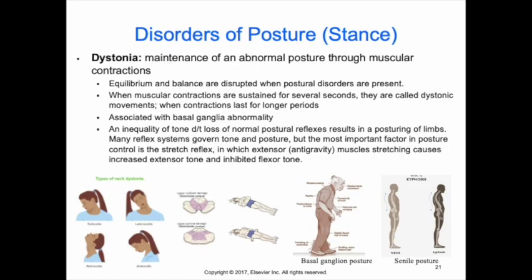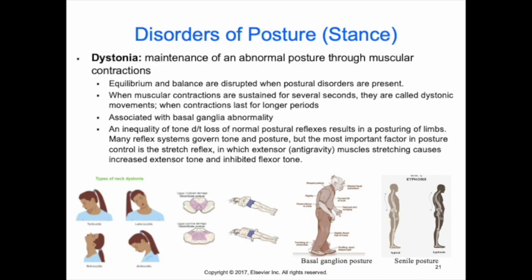We also have disorders of posture or stance. Dystonia is the maintenance of an abnormal posture through muscular contractions. And with this, you'll have equilibrium and balance that's being disrupted. With muscular contractions that are sustained for several seconds, we call this dystonic movements, when contractions last for longer periods of time. And it's also associated with basal ganglia abnormalities.